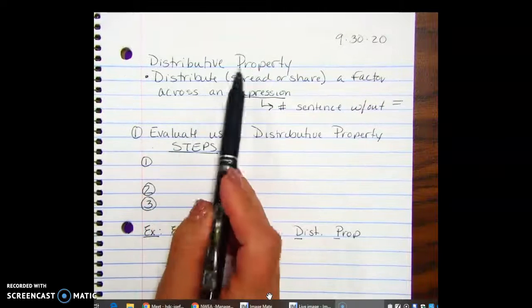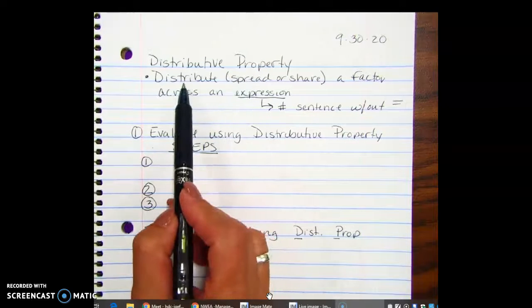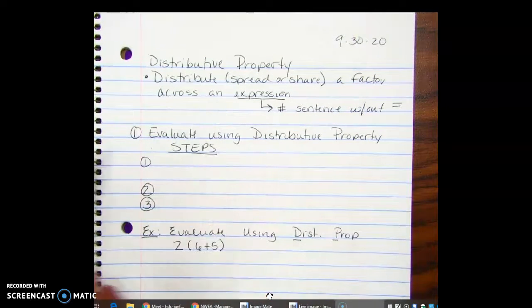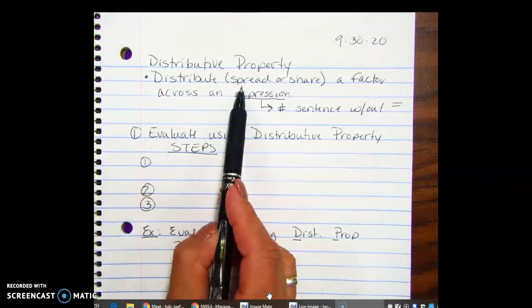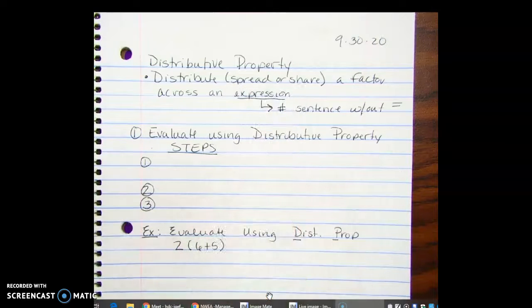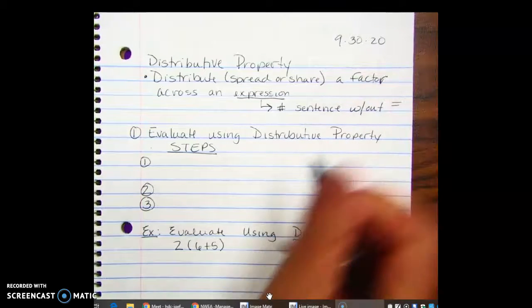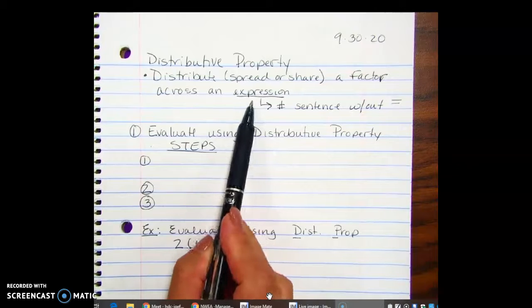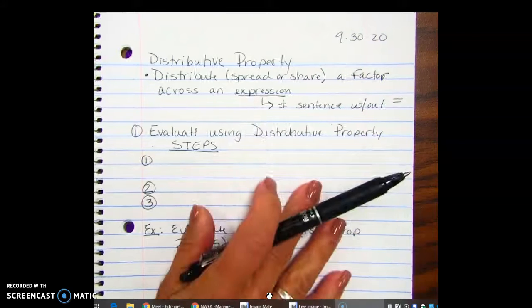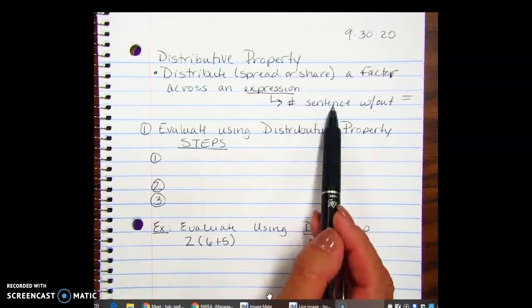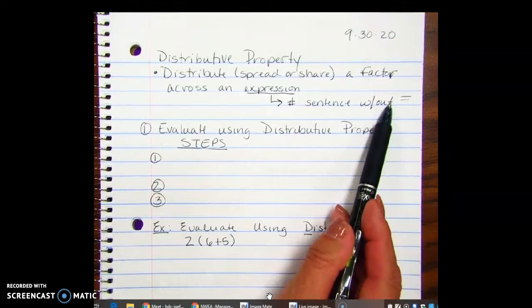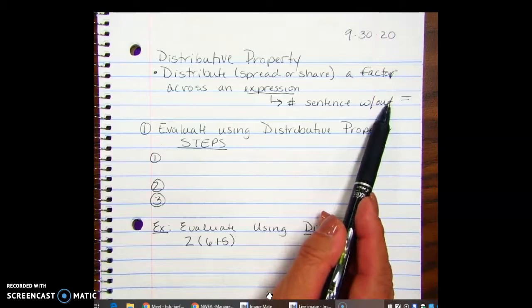The distributive property states that you can distribute a factor across an expression. Distribute means to spread or share, just like you would distribute cards in a card game, you would share them, okay? But of course we're using numbers, so a factor is a number. An expression, I know you know this, but we're going to review it, is a number sentence without an equal sign. So how do we do this?